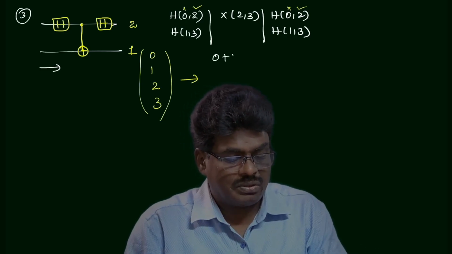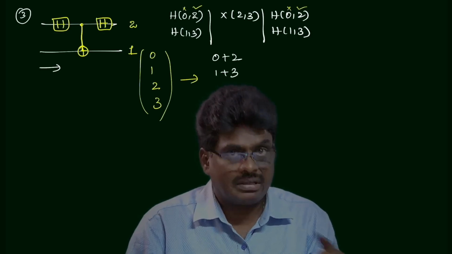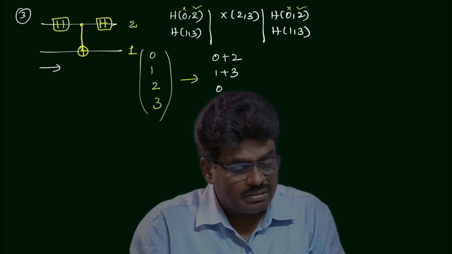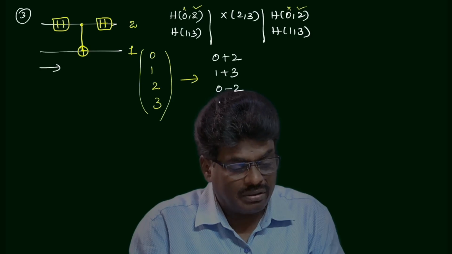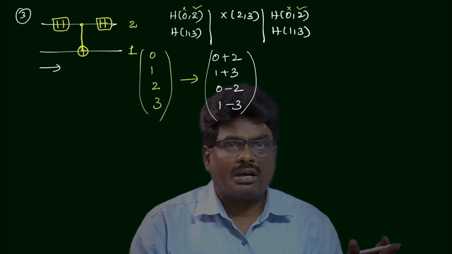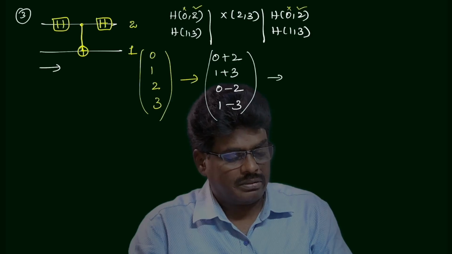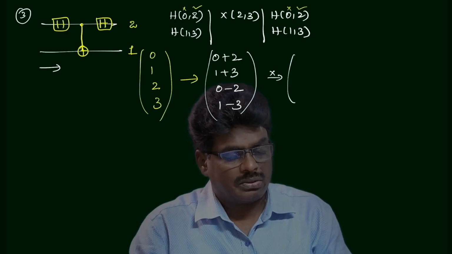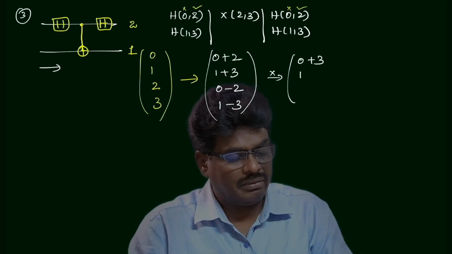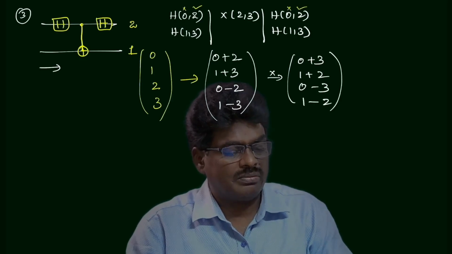So 0 plus 2 and 1. It is off, that's why 1 plus 3, because 1 is in the combination of 1 and 3. 2 on, that is 0 minus 2, 3 on, 1 minus 3. I hope you understand. I will write the normalization constant at the end, it's not a big deal. So this is x, so 2 will become 3, 3 will become 2, that's why 0 plus 3, 1 plus 2, 0 minus 3, 1 minus 2.